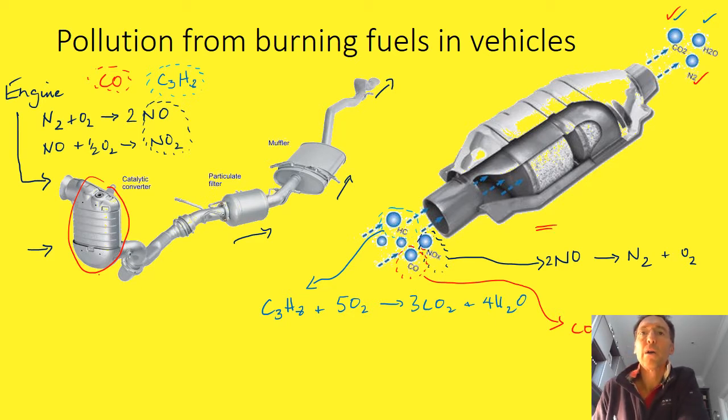And so, in summary, we can see that coming out of the engine, we've got mainly three nasty things: unburnt hydrocarbons, like this one here, carbon monoxide, like this one here, and nitrogen monoxide. So they're the three nasty things that come out of an engine, and catalytic converters will convert them into less nasty things, i.e. carbon dioxide, nitrogen and water molecules, so that we're less poisoned. And that's what you need to know about pollution from burning fuels in vehicles.